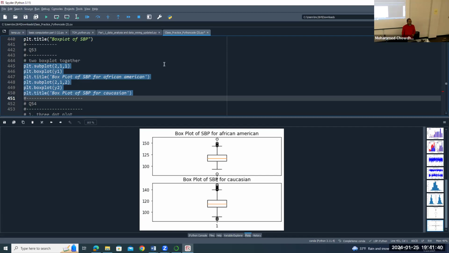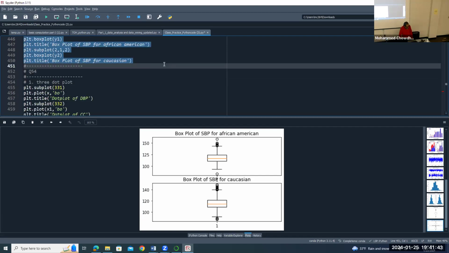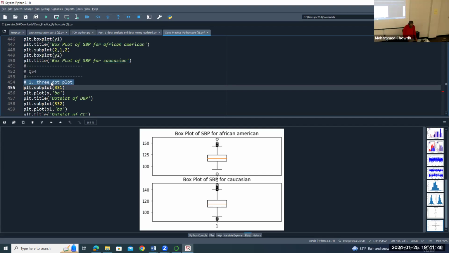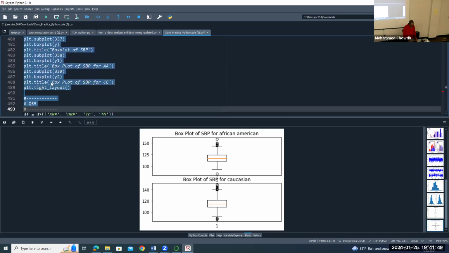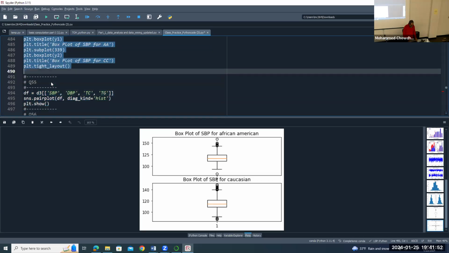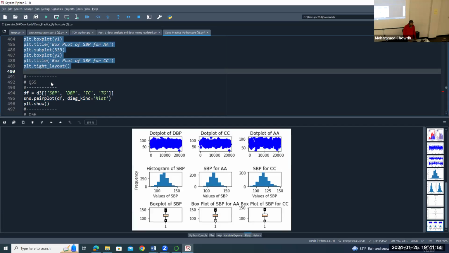9 plot I want to put in 1 grid, 3 by 3. How can I do that? That is a 3 by 3 plot. Okay. Dot plot for the whole SBP, dot plot for the CC, dot plot for the AA. Histogram for all SBP, histogram for AA, histogram for CC. CC means Caucasians. Okay. This is the way you can do 3 by 3 plot on 9 plot.